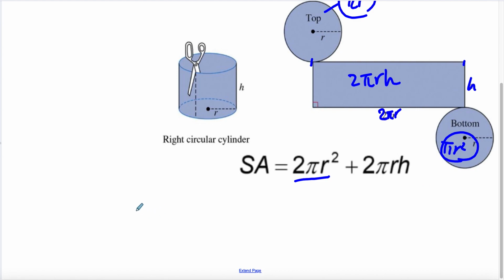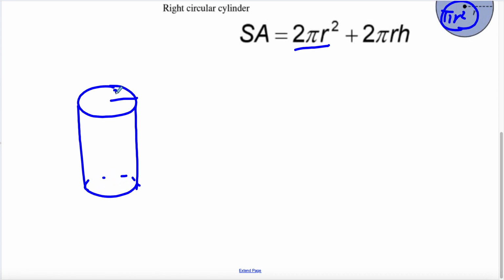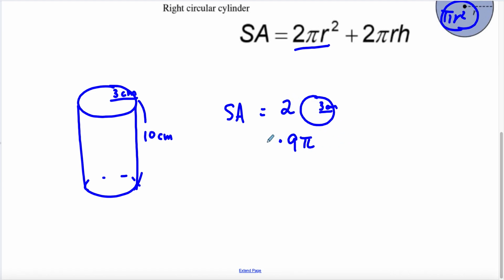For example, if you are given a cylinder with a radius of 3 centimeters and a height of 10 centimeters, what is the surface area of this cylinder? Think about it. We have two bases, and each base has a radius of 3 centimeters. So the area of this should be 3 times 3 pi. Pi r squared, pi times 3 squared, which is 9 pi. And you have two of them, right?